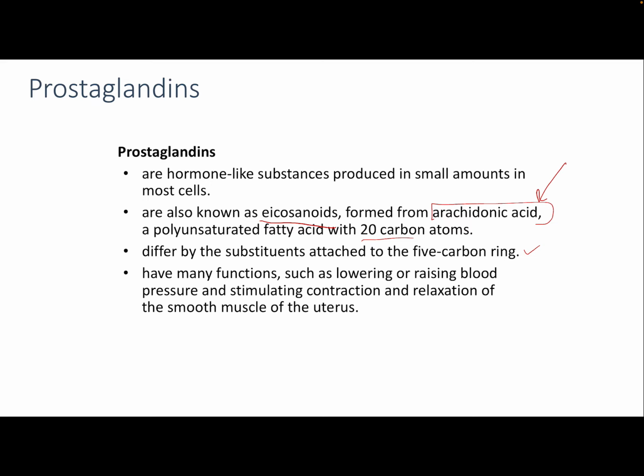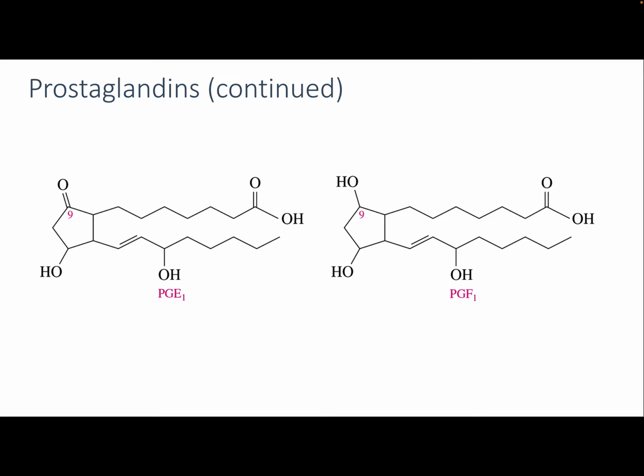Lots of different functions, lowering or raising blood pressure, stimulating contractions and relaxation of smooth muscles. So different substances, different effects probably depending on where in the body they are, and again what variation we have. So here you can see prostaglandin E and prostaglandin F. Prostaglandin E has a ketone group on carbon number 9 on this 5-member ring, where prostaglandin F has a hydroxyl.